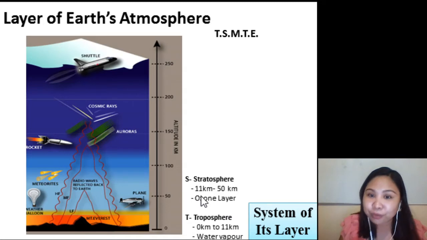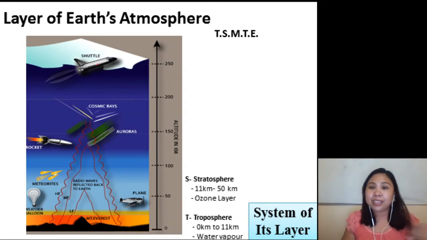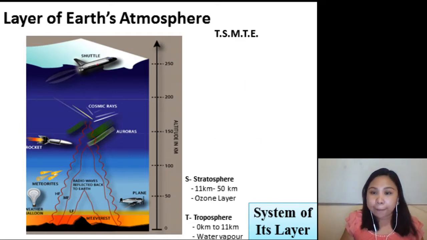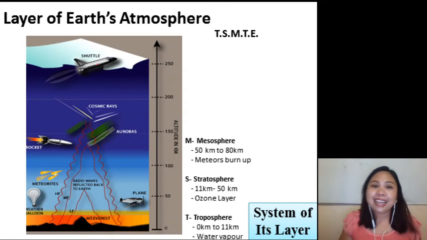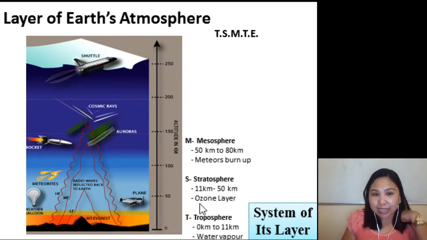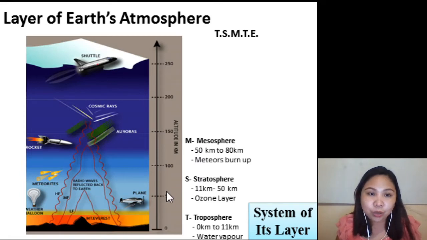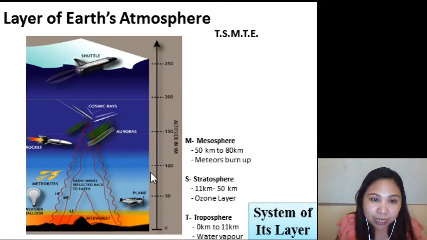S for stratosphere. By the way, the TSMT starts from the lowest, the troposphere. The next here, we have the M, or the mesosphere. Itong mesosphere, class, extends from 50 kilometers to 80 kilometers.